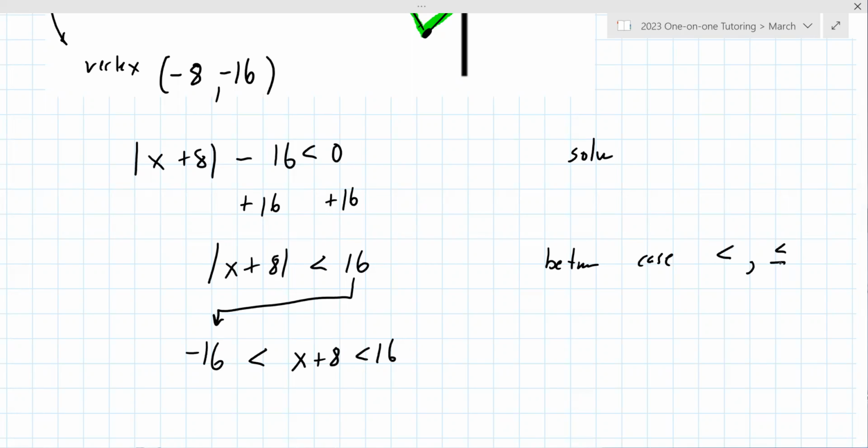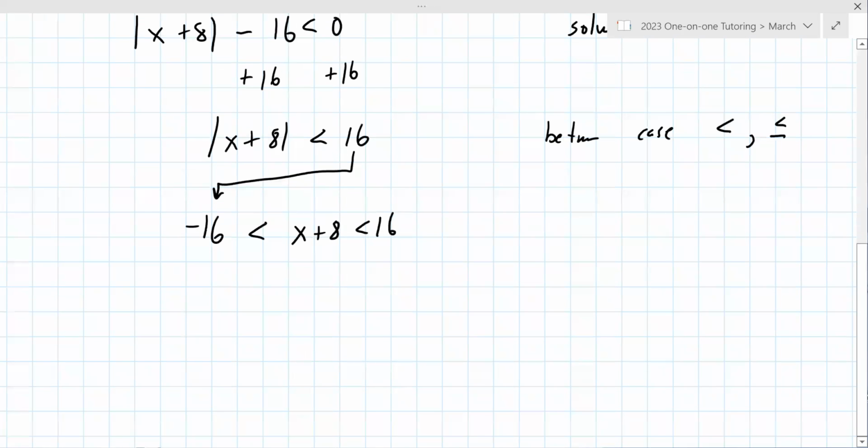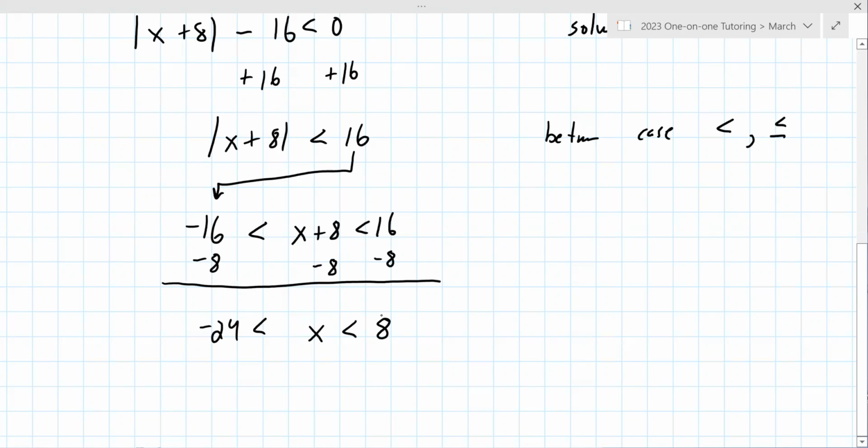All right. And then you solve this, treating it just like any other equation. What would you do to get x by itself? Subtract 8 from both sides, except there are 3 places to subtract 8 from. So negative 24 < x < 8. We can do a few more of these like this.